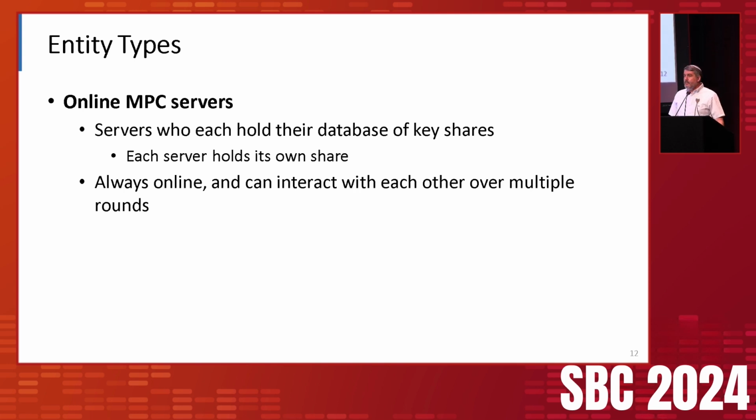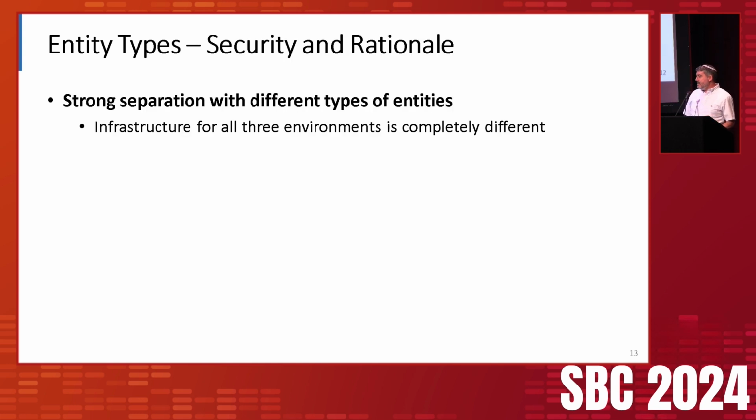So how many shares do we have? We have one share for the offline environment, one share for the human approvers, and one share for each MPC server. So if there are 4 MPC servers, you would have 6 shares overall. Okay, the infrastructure for each of these environments is very, very different in terms of the type of machines they're running on, their location, who has access, and by definition, that gives us very strong separation.